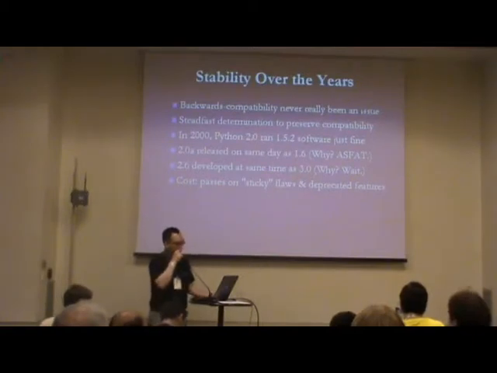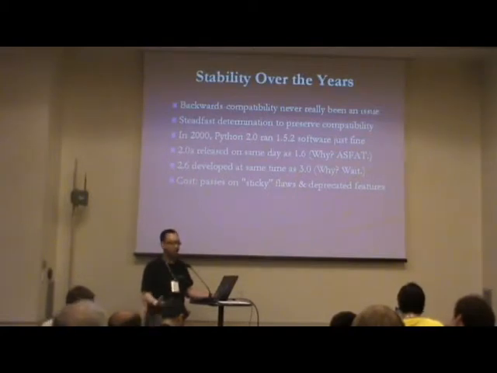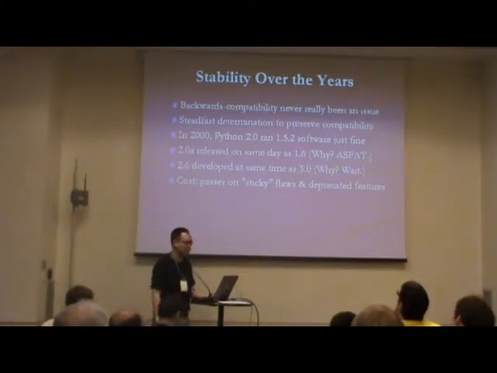In fact, a funny story is, well, actually it's not funny at all. It's funny me telling you. Python 2.0 alpha came out on the same day as Python 1.6. Why? That's another story for another time, perhaps over a beer or something. I'll tell you about this long story. But basically, nobody used 1.6, and there was a reason for that. And Python 2, moving forward, was developed at the same time as 3.0.